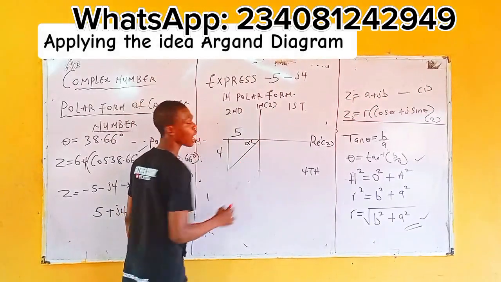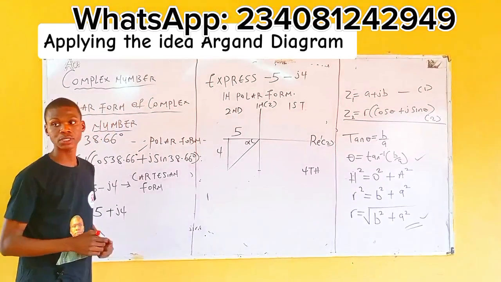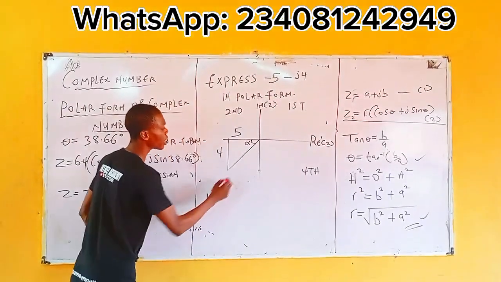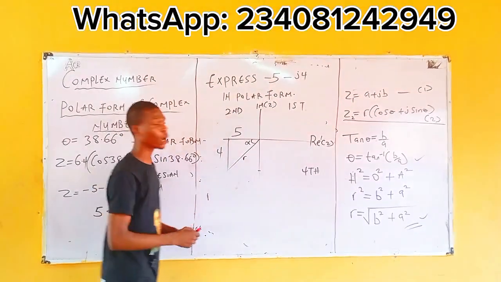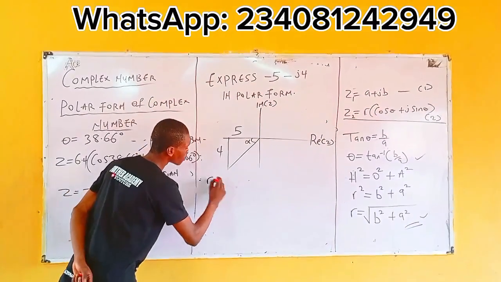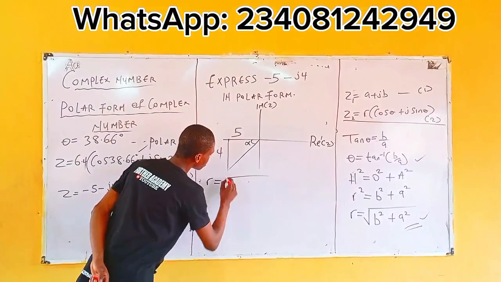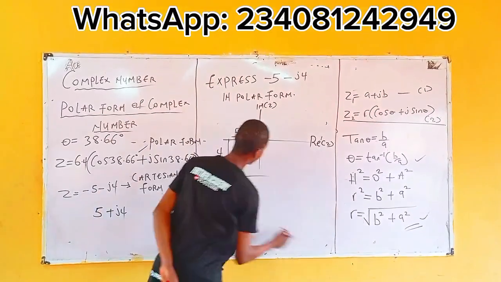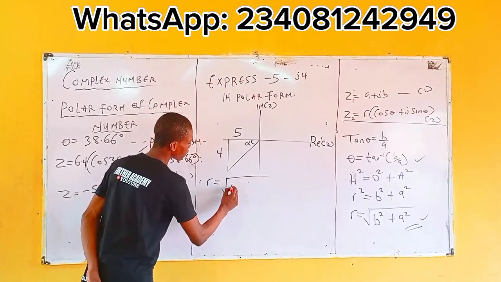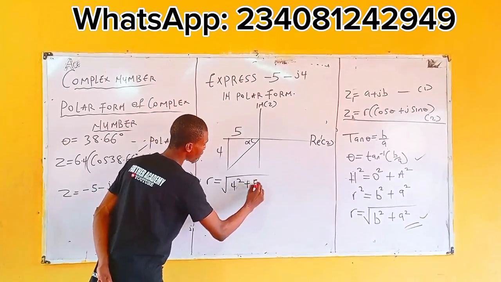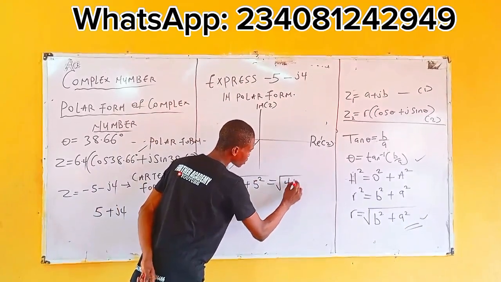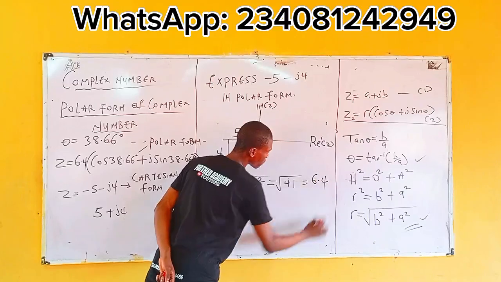Now, using same idea, you have your angle here. Let's call the angle here alpha. I get what I'm saying? Now, from here, call this place r. And we already know how to get our r. Let's solve for our r. Our r is still what? Square root of, using this formula, b square plus a square, which is what here? 4 square plus 5 square. Your answer will still be the same thing. Square root of 41, which is equals to 6.4.